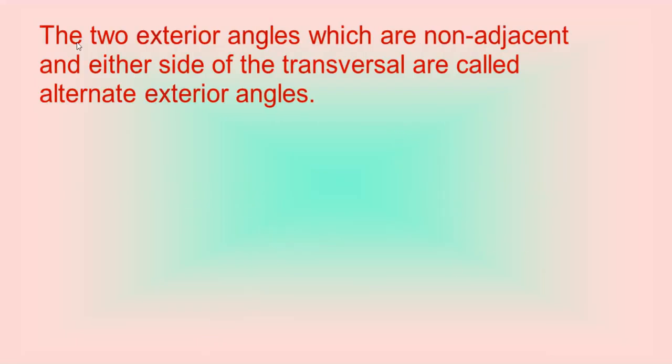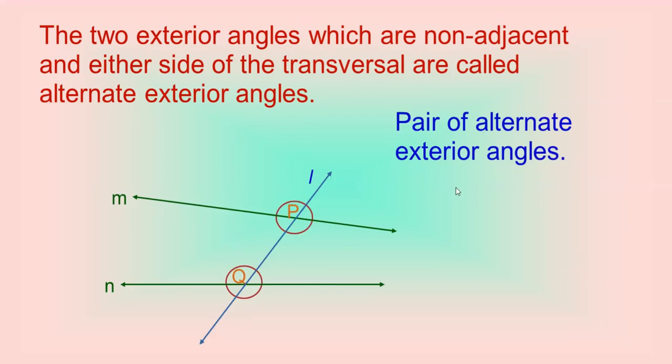Now another type of angles: the two exterior angles which are non-adjacent and on either side of the transversal are called alternate exterior angles, similar to the alternate interior angles. Pair of alternate exterior angles: 2 and 8. Both are exterior, on either side of the transversal, and non-adjacent. Therefore 2 and 8 are a pair of alternate exterior angles. And 1 and 7 is another pair. We get two pairs.